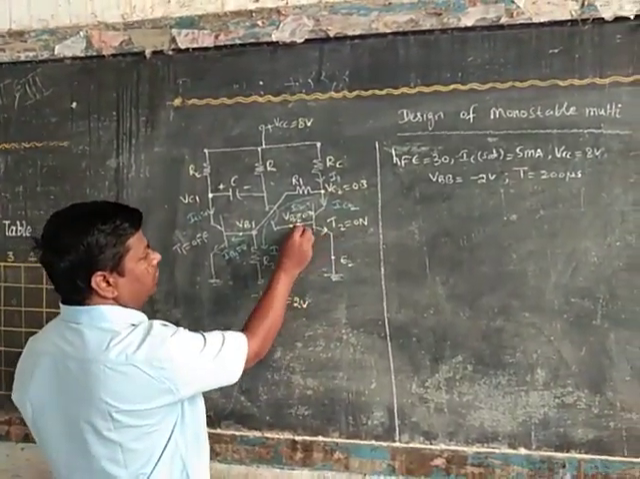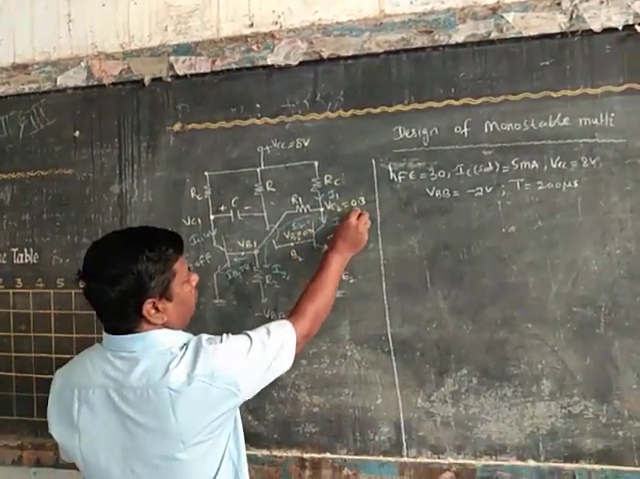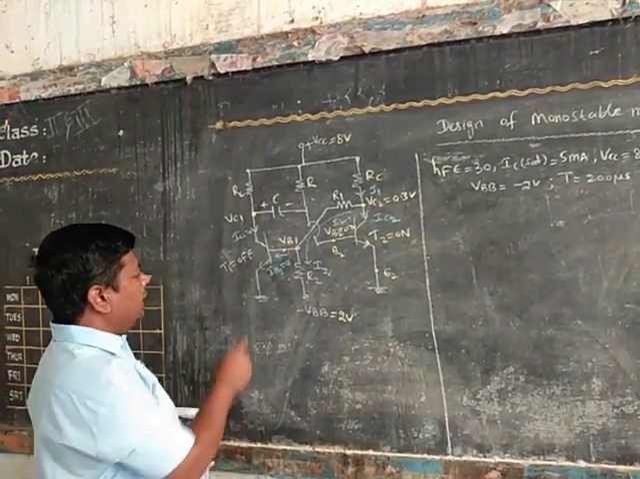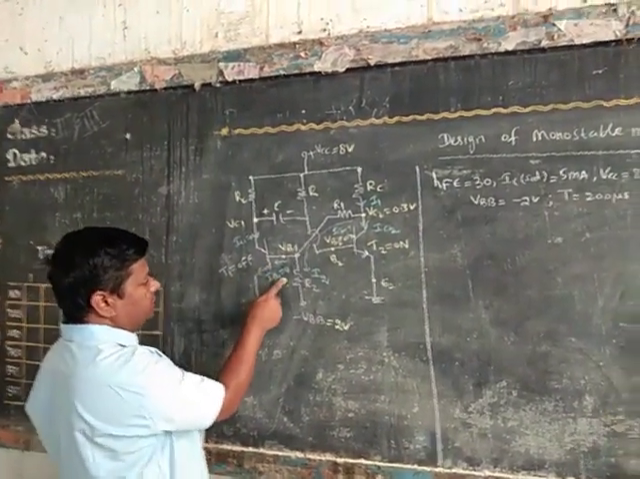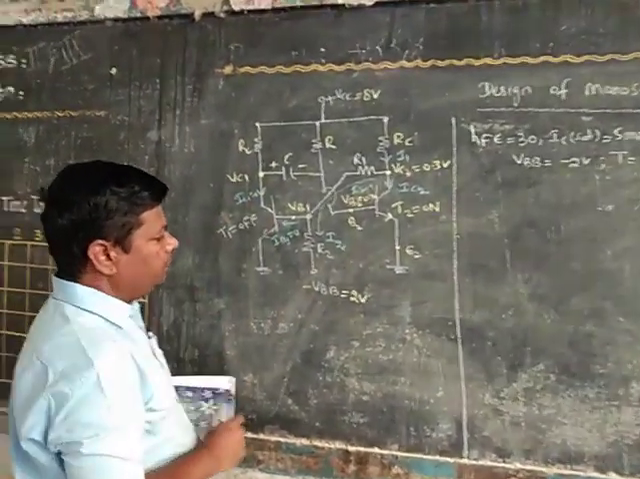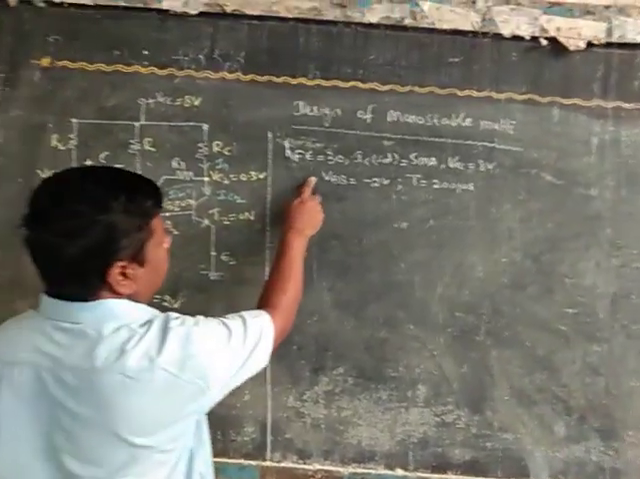Whenever T2 enters into ON, its base voltage VB is 0.7 and its collector voltage VC is 0.3 volts. And whenever T1 is off, its base current IB1 is equal to 0 and collector current IC1 is equal to 0. These are the given specifications. What are the specifications?